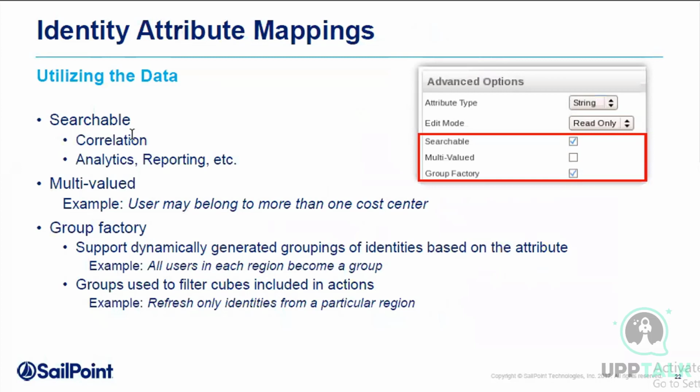Searchable is used for correlation analysis, analytics and reporting, etc. Multi-valued: a user may belong to one or more cost centers. Group factory supports dynamically generated groupings of identities based on the attribute. For example, all users in this region become a group. Used to filter views and include the actions, such as refreshing only identities from a particular region.